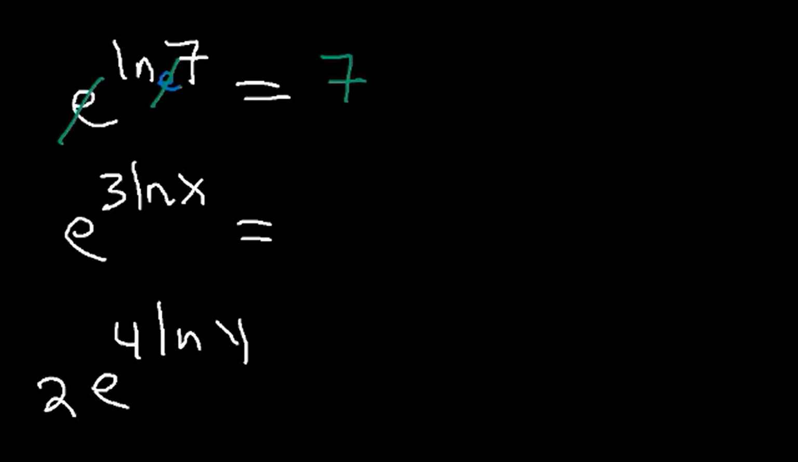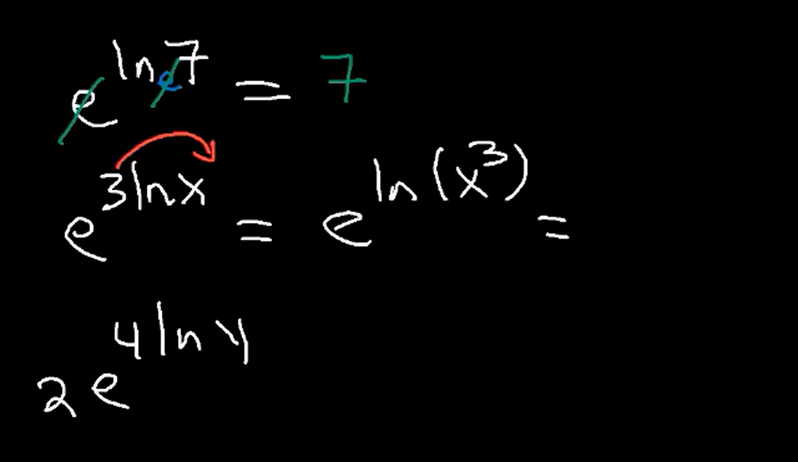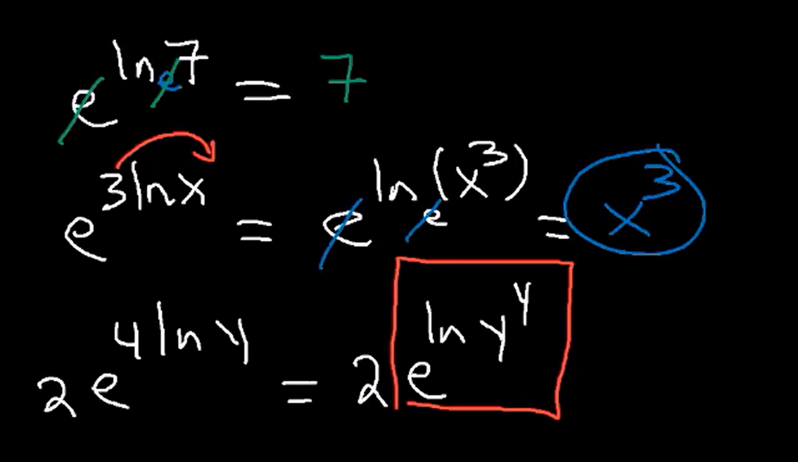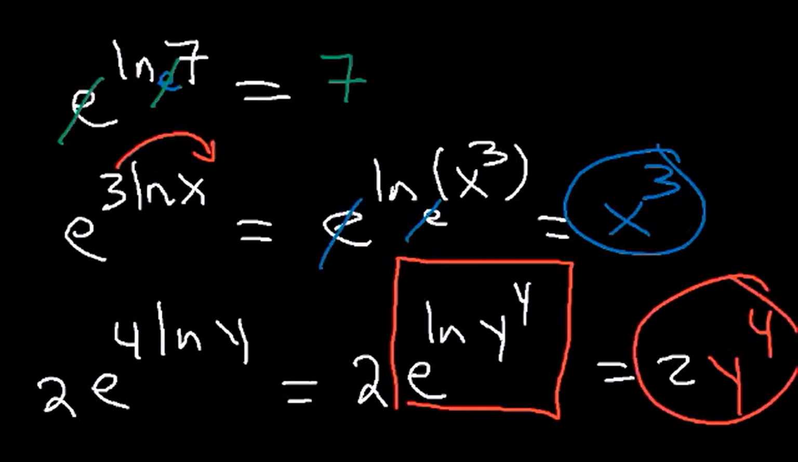For this one, we need to take the 3 and move it to the exponent of x. e to the 3 ln x is the same as e to the ln x cubed. And so this is base e. These two will cancel, and it's simply x cubed. Now what about this one? This is the same as 2e to the ln y to the fourth. Now this part right here will change to y to the fourth. So the answer is simply 2 times y to the fourth.